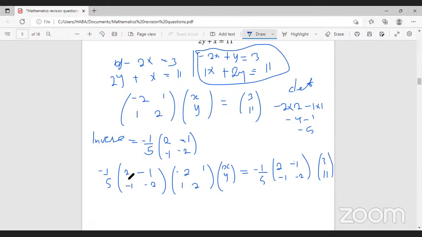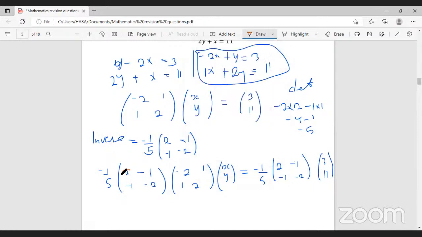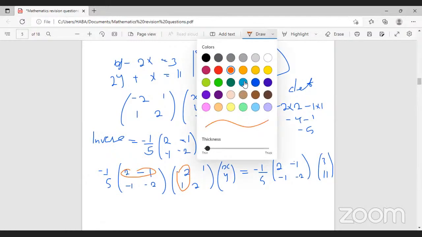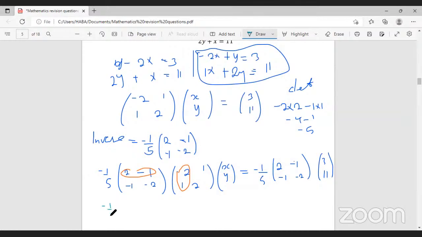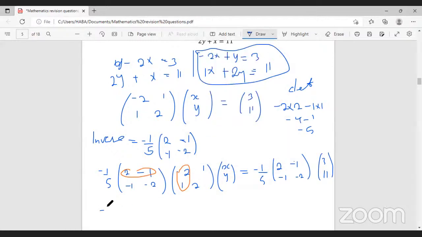So now we begin multiplying row by column. So we're going to multiply this by this one first. So we have our negative 1 over 5 into, just a moment. So I have negative 1 over 5 into 2 times negative 2.